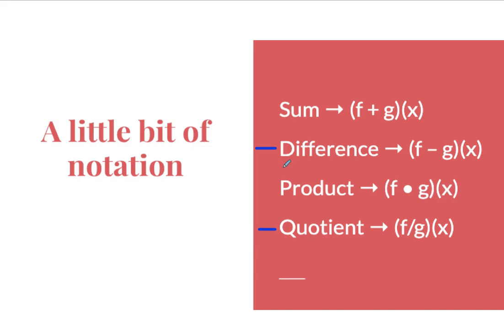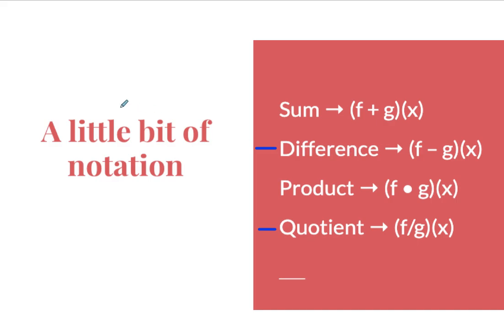Now the reason that difference and quotient have a little line next to them is because for these two, the order matters. So the first function minus the second function is different than if I were to say g minus f. And the reason being is because division and subtraction are not commutative. So 2 minus 3 is not the same thing as 3 minus 2. Or 10 divided by 5 is not the same thing as 5 divided by 10. So be careful with those. Sum and product, those are both commutative, so f plus g of x is going to be the same thing as g plus f of x.